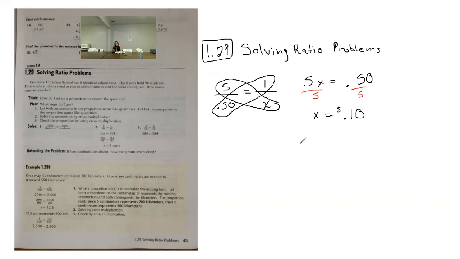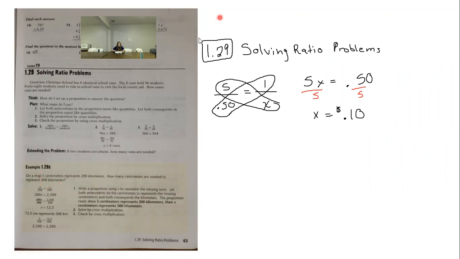They're going to, instead of just giving us the numbers and just saying, here, solve it, calculate it, now they're going to give us the story, and then we have to put it into the proportion. All right, so let's jump right in. We'll just kind of walk through their examples. So the example here says, on a map, 5 centimeters represents 200 kilometers. How many centimeters are needed to represent 500 kilometers? All right, so that's the basic setup.